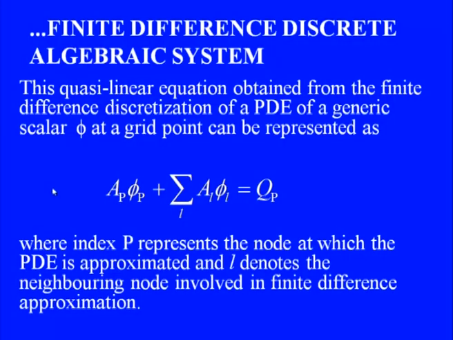Now here this P which we have used represents the node at which our partial differential equation has been approximated, that is, the grid point at which all the derivatives in the PDE have been replaced by the corresponding finite difference approximations, and L denotes the neighboring nodes which are involved in the finite difference approximation of the derivative. In QP we have collected all the terms which are not in terms of phi. These might be a result of body forces or source terms and so on. So this is a general linearized or discrete system which we would obtain for each grid point in our computational domain.